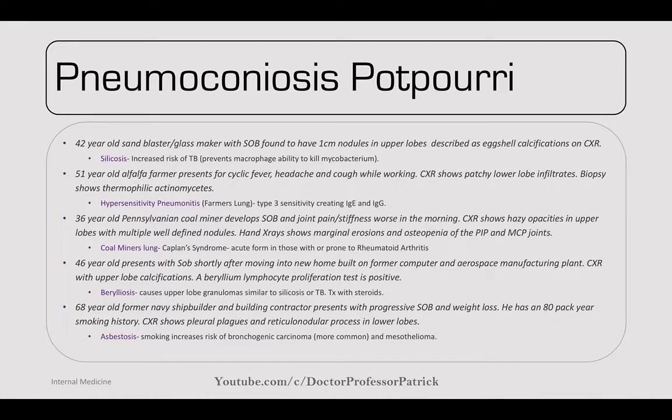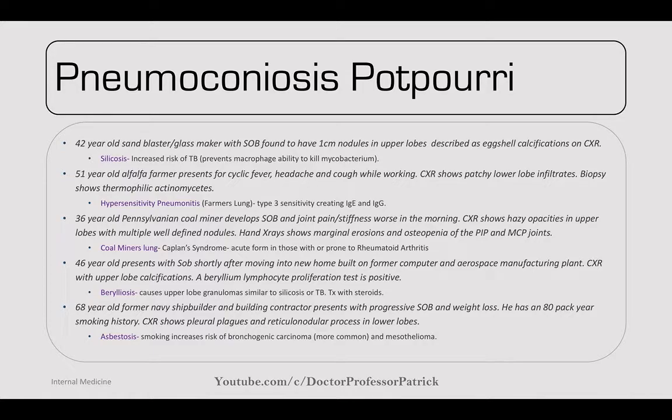So lastly, we've got a 68-year-old former Navy shipbuilder and building contractor who presents with progressive shortness of breath and weight loss. He's got an 80-pack year smoking history. Chest x-ray shows pleural plaques and reticulonodular processes in the lower lobes. So this is asbestosis or mesothelioma, and smoking increases your risk of bronchogenic carcinoma and mesothelioma by more than 32 times. So if anyone has exposure to asbestos, it's recommended to stop smoking immediately.